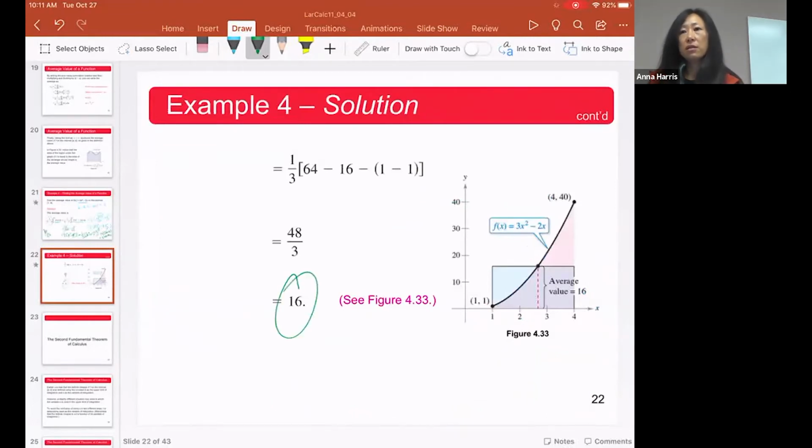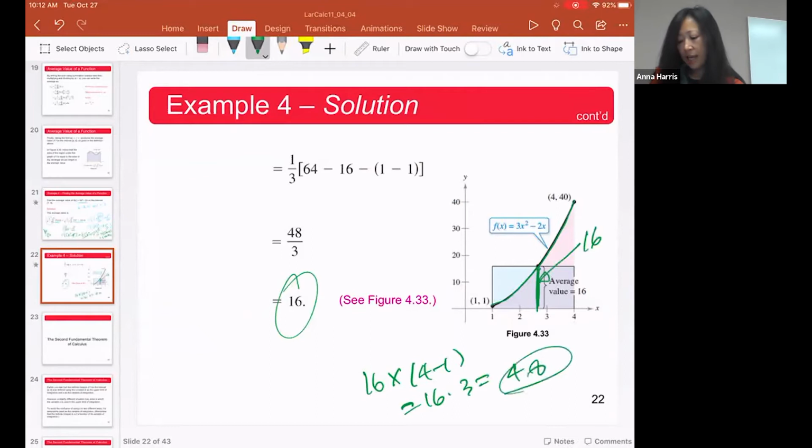All right. So they're telling you your graph looks like that. But when you find the average, this is what you get. The average height right here is 16. So if you do 16 times 4 minus 1, which is 16 times 3, that gives you what? 48. So that is the area under the curve.